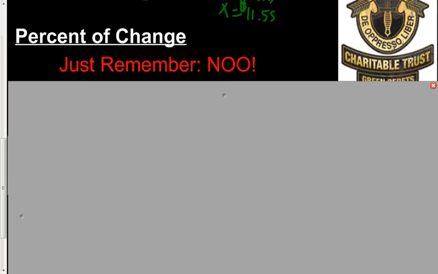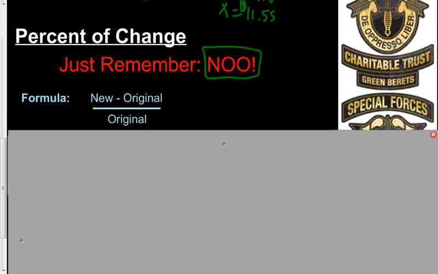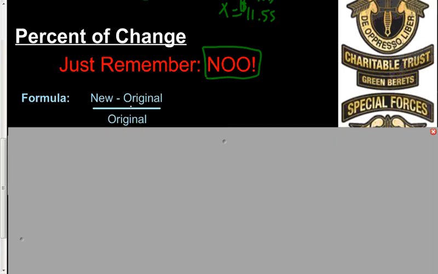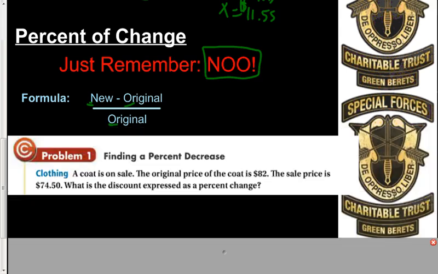So one thing I want you to remember is no. Yeah, I said it. No. N-O-O. It helps you remember the percent of change formula. New minus original over original. NOO. So how that's used. Let's look at this example.